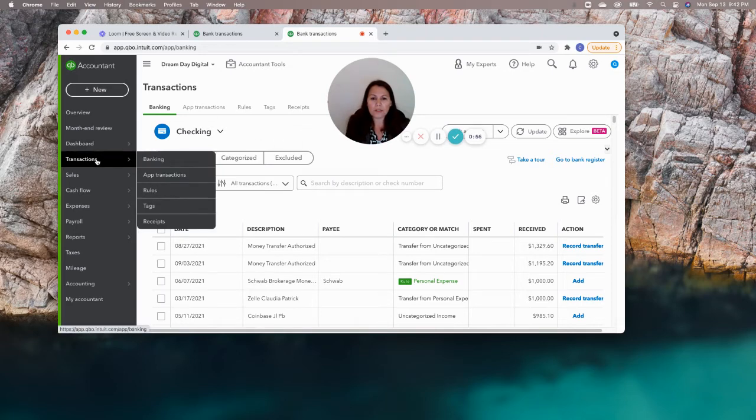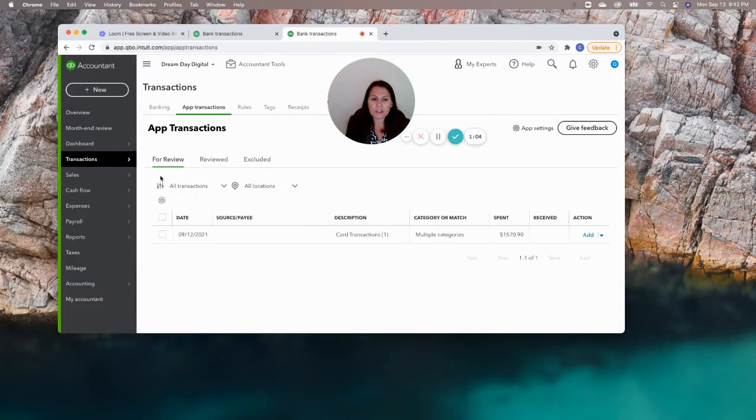On the transactions tab on the left-hand side, or banking, either one, you're going to click on it and then go to app transactions. In my case, I already have it synchronized, so it shows the transaction right here that needs to be accepted. I know that this transaction is correct, so in order to accept it, I just click here and accept selected.